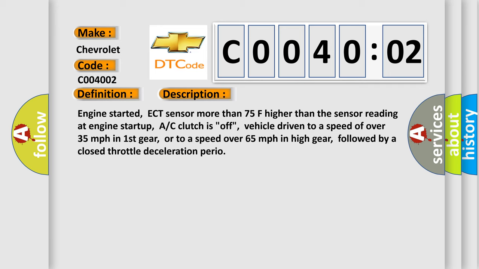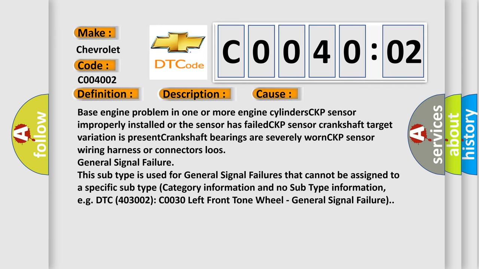This diagnostic error occurs most often in these cases: base engine problem in one or more engine cylinders, CKP sensor improperly installed or the sensor has failed, CKP sensor crankshaft target variation is present, crankshaft bearings are severely worn, CKP sensor wiring harness or connectors loose, general signal failure. This subtype is used for general signal failures that cannot be assigned to a specific subtype category, with no subtype information, e.g. DTC C0030-02 left front tone wheel, general signal failure.